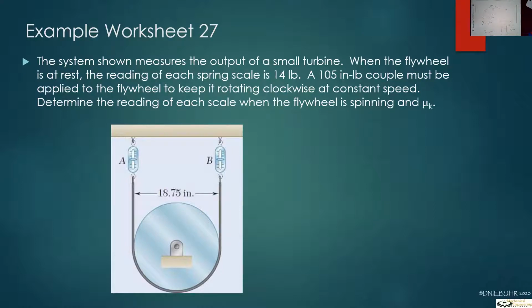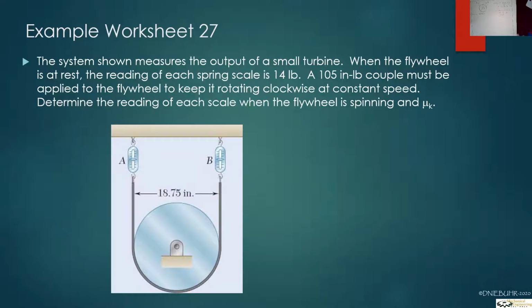Go ahead and read this problem. You have the system shown that measures the output. Each spring has a reading of 14 pounds when nothing's going. Then you start the rotation at constant speed with a 105 inch-pound couple, to keep it rotating clockwise. They want you to determine the reading on each scale.